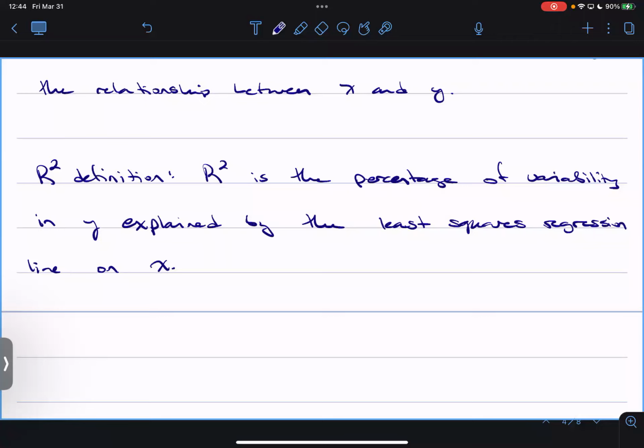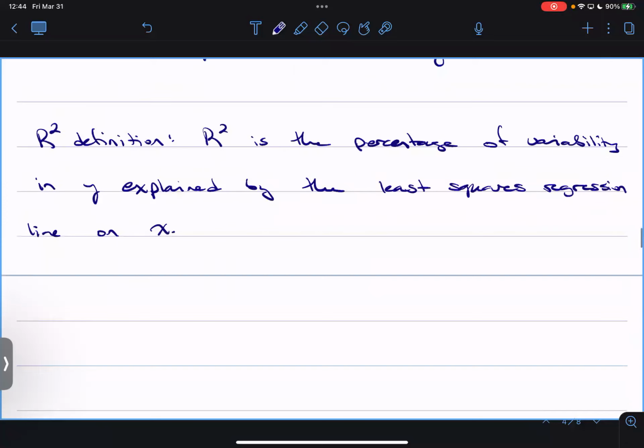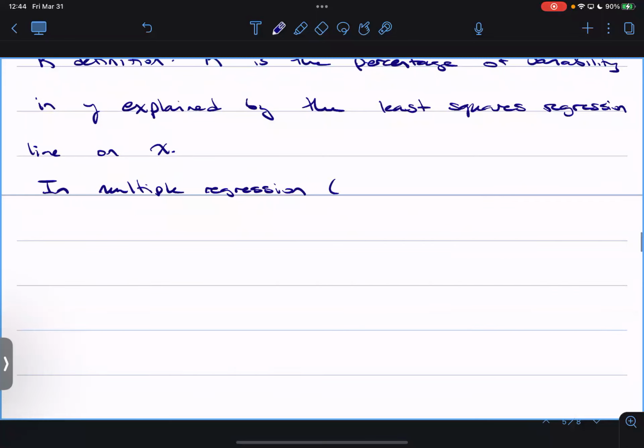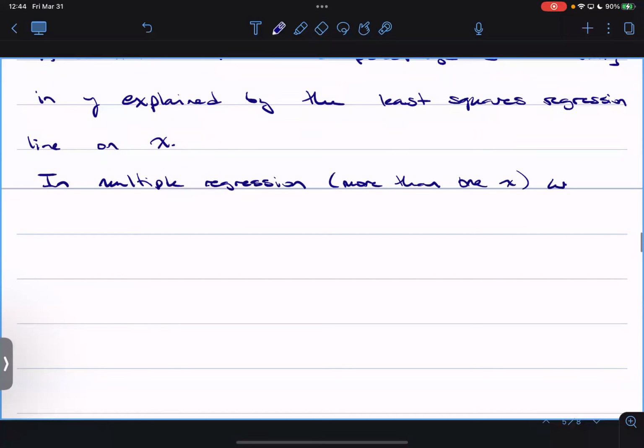Are you doing multiple regression? Probably, yeah. So then you should use the adjusted R squared. Sure, let's write that down as well. In multiple regression, which means we have more than one X, we should use the adjusted R squared.